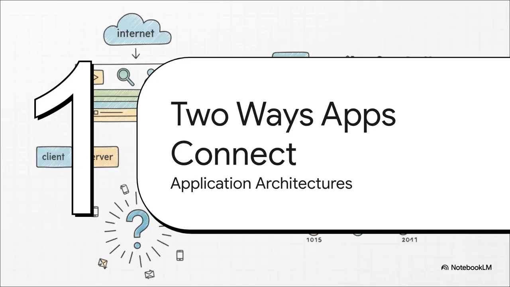That makes it the perfect place for us to start to really understand how this whole thing works. So when someone builds a new app, how do they actually design it to work on the network? Well, it turns out they generally start with one of two basic blueprints, two fundamental models for how all the different pieces are going to talk to each other.